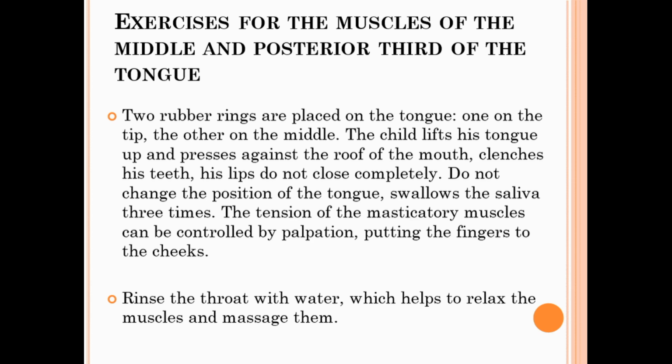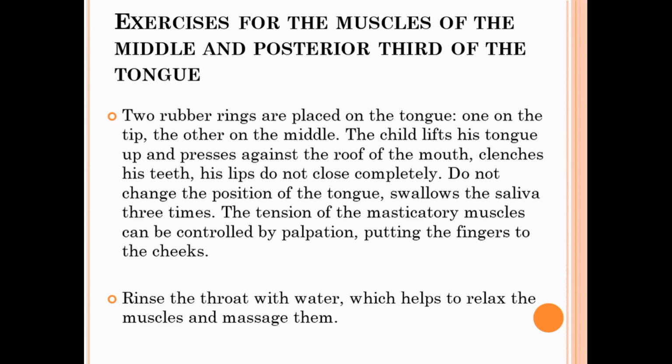Exercises for the muscles of the middle third of the tongue. First, two rubber rings are placed on the tongue, one on the tip, the other on the middle. The child lifts his tongue up and presses against the roof of the mouth, clenches his teeth. His lips do not close completely. Do not change the position of the tongue. Swallows the saliva 3 times.